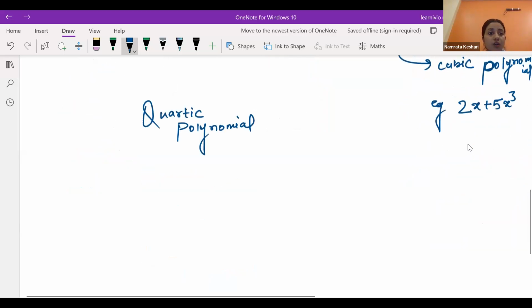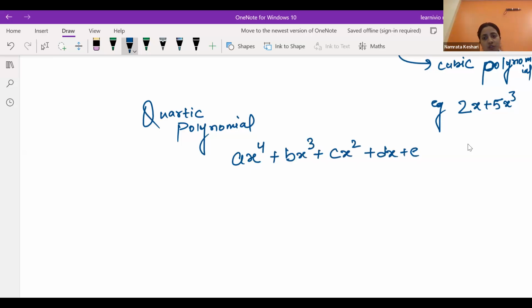If in your MCQ question it says, what is the standard form of a quartic polynomial or of a cubic polynomial, you know that quartic means degree 4: ax to the power 4 plus bx cube plus cx square plus dx plus e. This is the standard form. You will also be able to write it by yourself, yes or no? Yes, ma'am. A can't be 0, because we are talking about a degree 4 polynomial, so that degree 4 must be there. This a can be negative, positive, anything, but not 0.